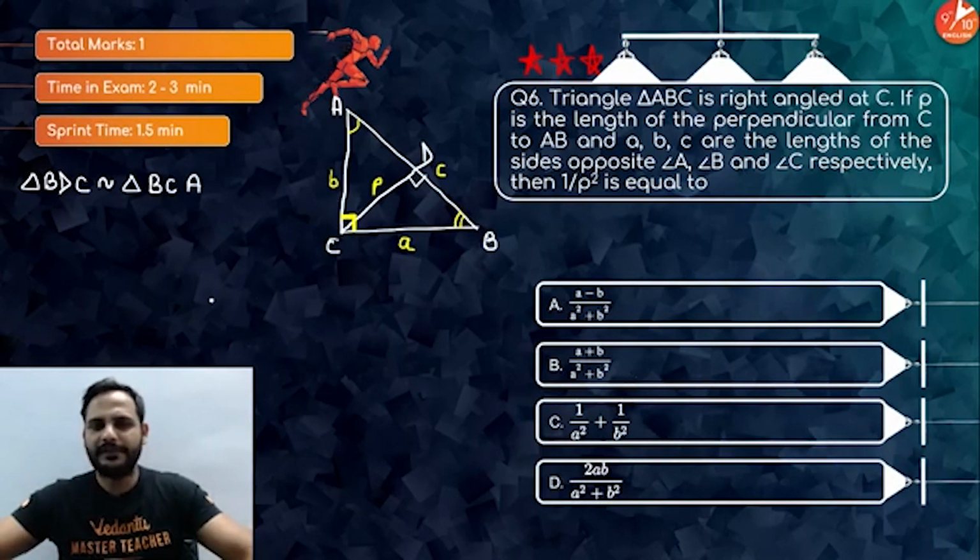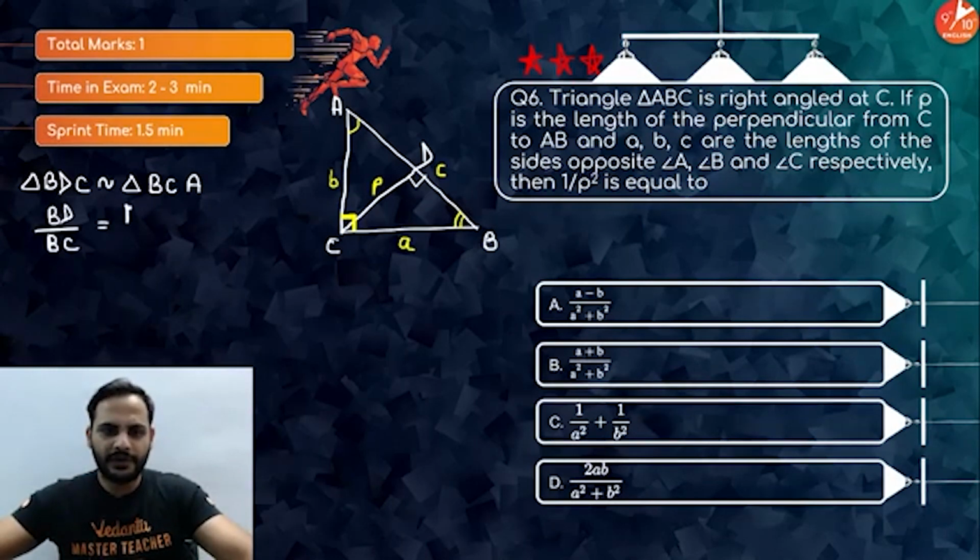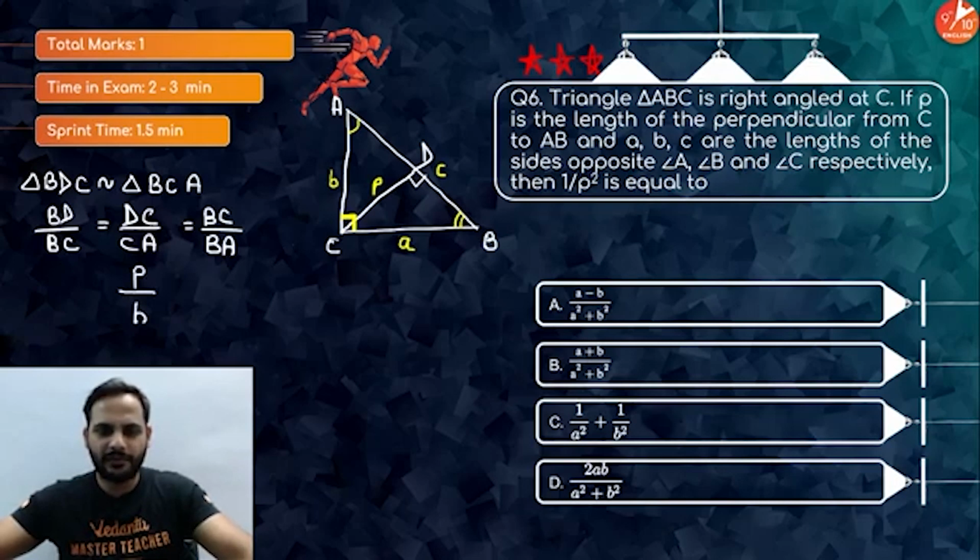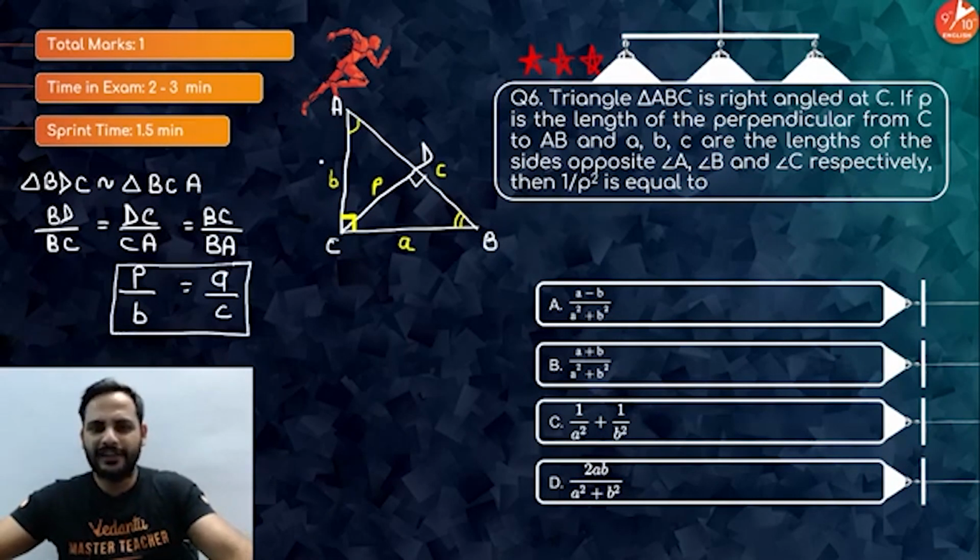If they are similar, I can say BD by BC is equal to DC by CA is equal to BC by BA. BD we don't know, so that will not take that ratio. Here DC is small p upon CA is small b, is equal to BC, small a, upon BA, small c. So we got p by b is equal to a by c. One more thing: if you look at the options, all is square is given.